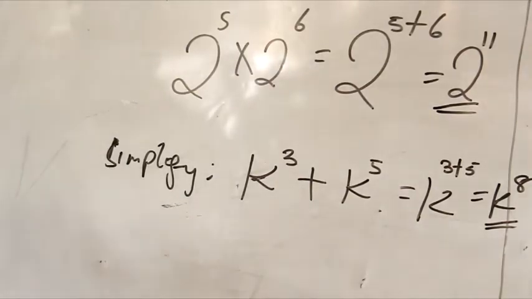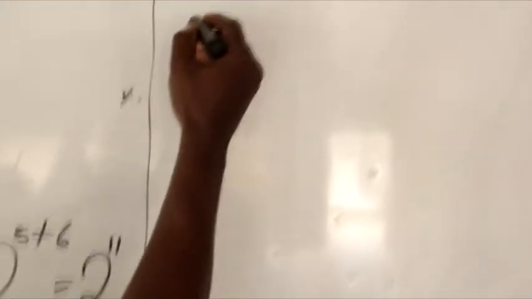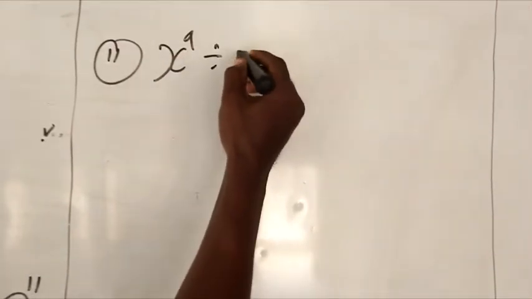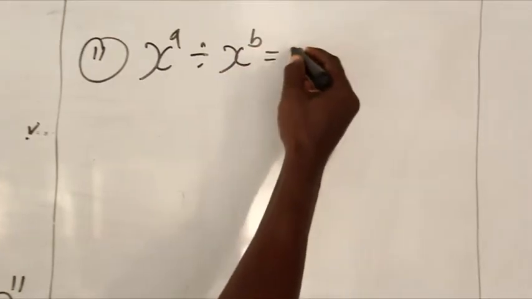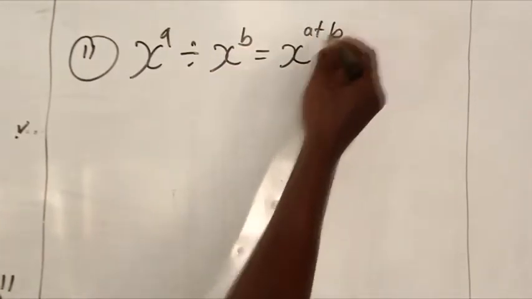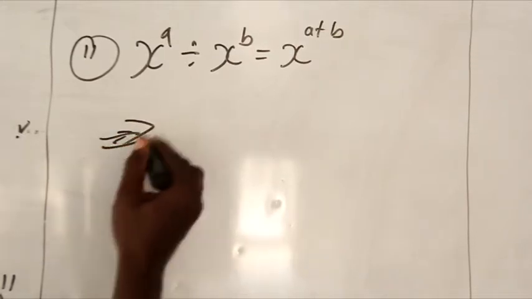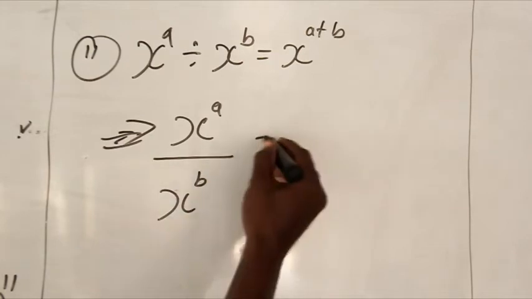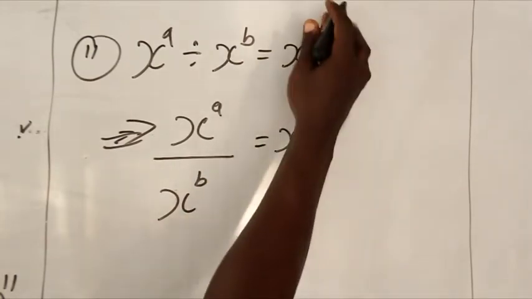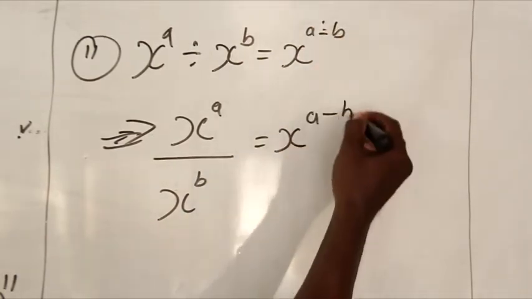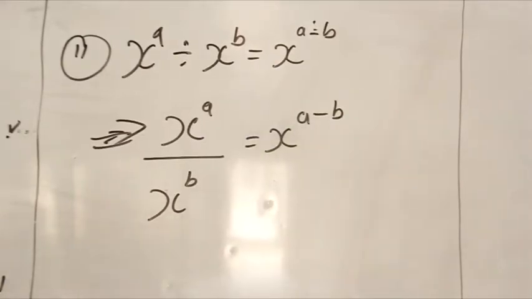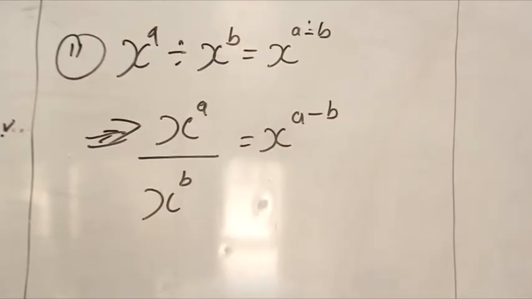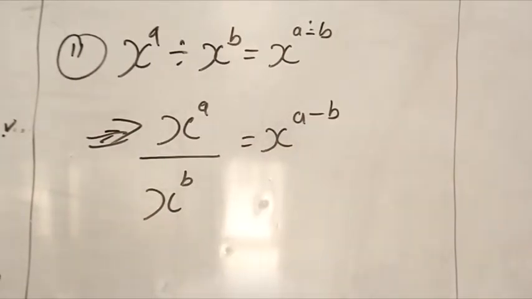Let's take the second law. The second law is x raised to the power of a divided by x raised to the power of b is equal to x raised to the power of a minus b. In this case, when you are dividing, you only subtract the powers, as you can see there in the law. Let's take an example on that.